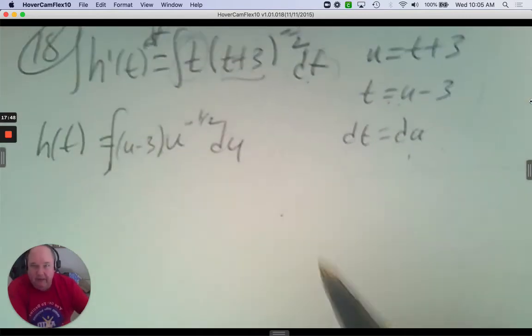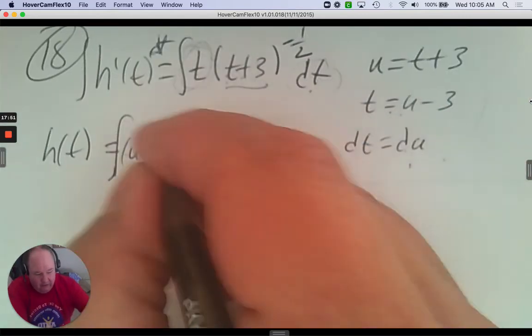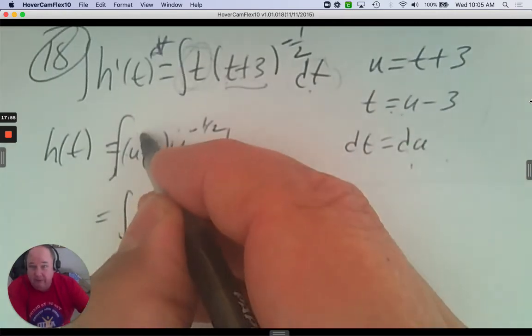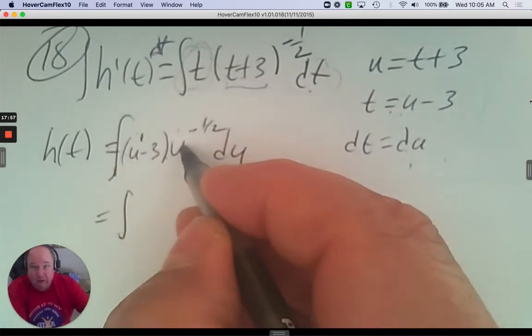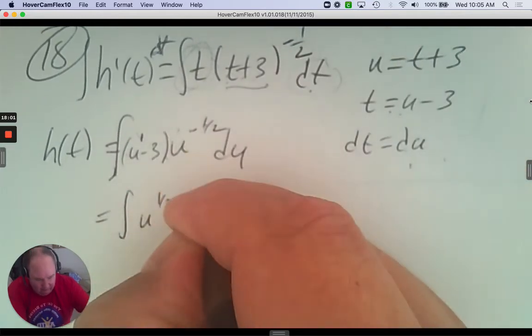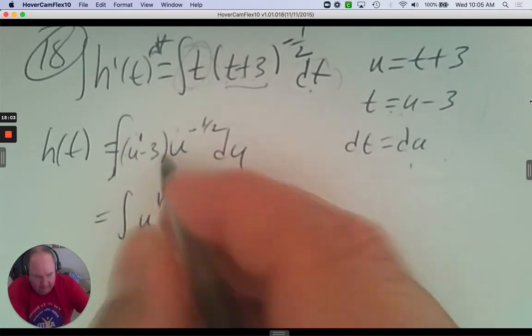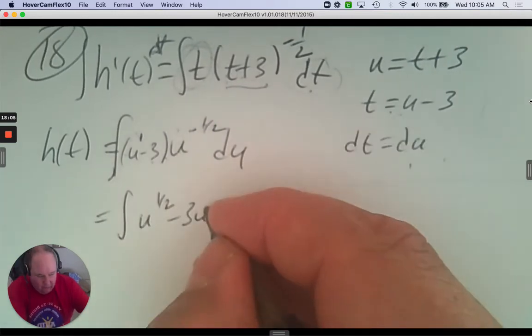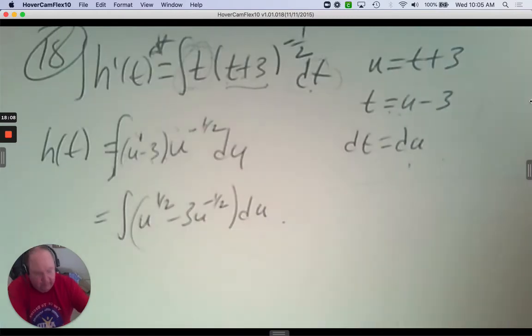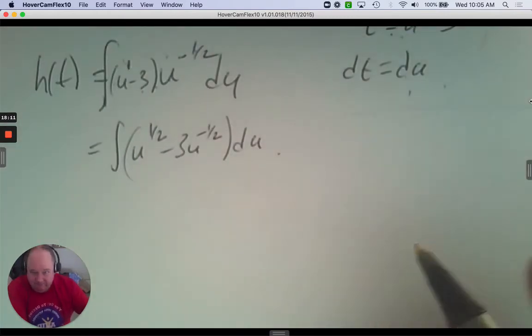Now, before we can actually do the antiderivative, now comes the algebra part. So we're going to distribute. There's an exponent 1 there. So when you multiply and do the distribution, you add the exponents. So that's to the positive a half. Negative 3 times this, they just go beside each other. And that's what I'm going to integrate.